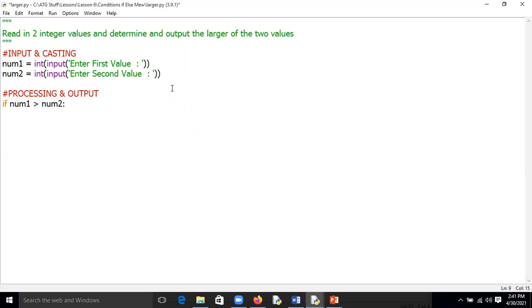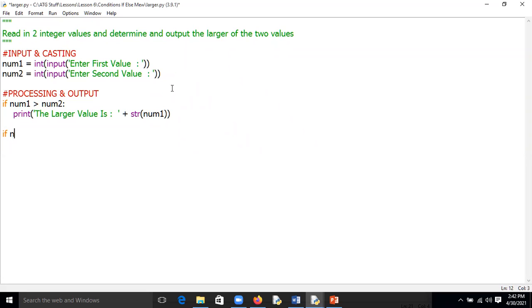Now, if num1 is greater than num2, that means that num1 is the larger value. So I'm going to come here and say print the larger value is, remember, typecast, and I'm going to output num1 because if that is true, then num1 is the larger value. Okay. I'm checking if num1 is greater than num2. What's the other condition? The other condition is, what if num2 is greater than num1?